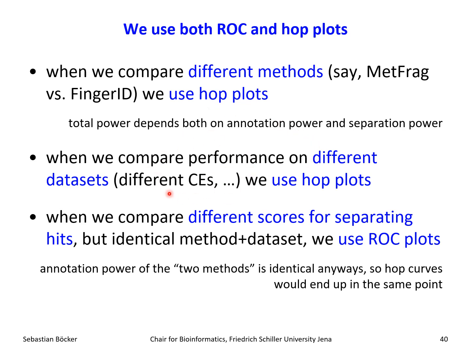The same is true if we want to plot the performance for different data sets or different settings, such as different collision energies in one plot. Then we always use a HOP plot because we end up in different points in the HOP plot. But if we compare different versions of a confidence score, let's say the original CSI:FingerID score against a confidence score or something like that, then we end up in exactly the same point of the HOP plot. So that's boring. So we can instead use a ROC plot, because then we use all the available space to show which of the methods has a better separation.